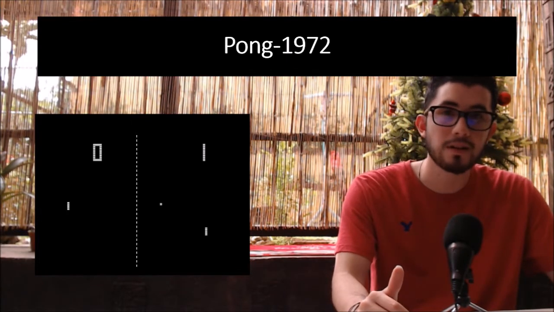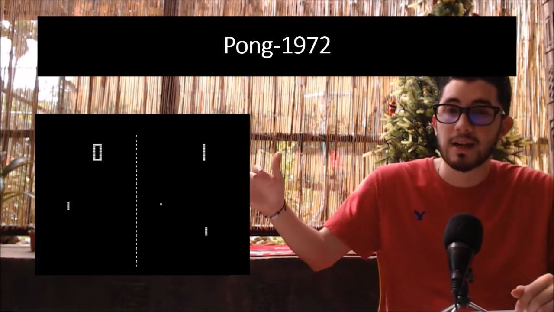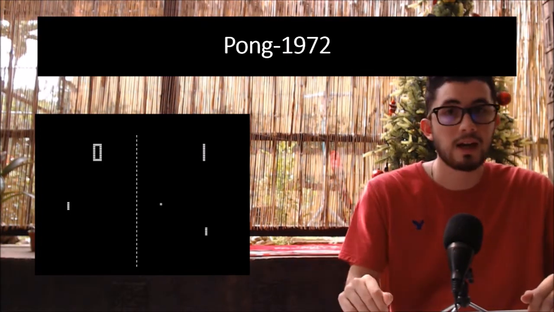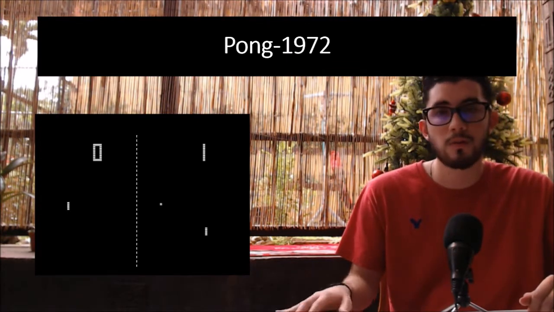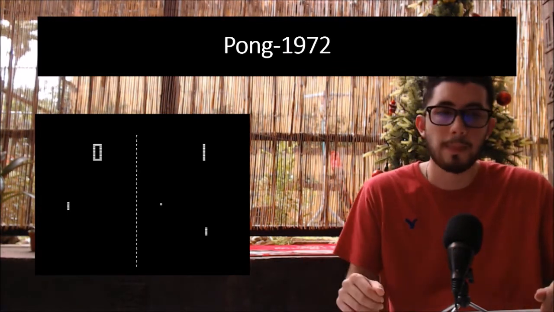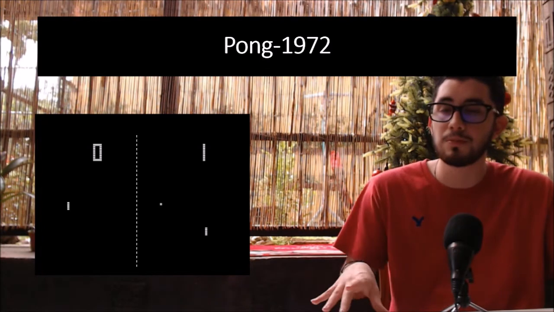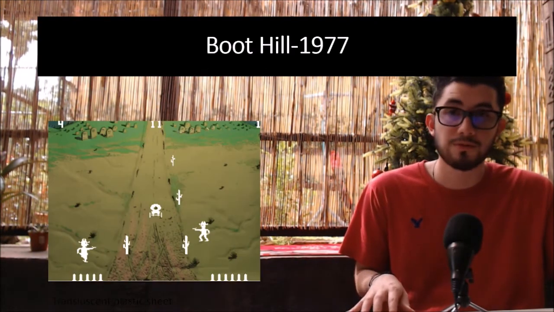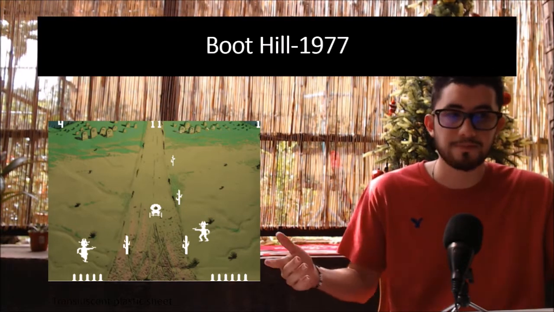In this game, you had two columns that were used as rackets and a ball, and you played ping pong against the machine. As you can see, the game was monochromatic, with just black and white. So, in those times, the developers had the question of how to implement color in their games. The first approximation was in Boot Hill in 1977.